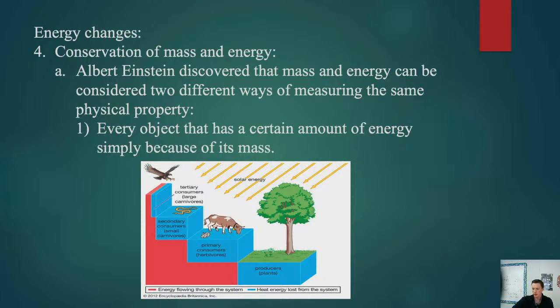Okay, number one, in Albert Einstein's statement, every object has a certain amount of energy simply because of its mass. We all have a certain amount of energy because of our mass. If you're bigger, you have more energy going on. Although some small people are very sparky and have a lot of energy, so you're like, is that true? Yes, it is true. It has potential energy, not kinetic energy.